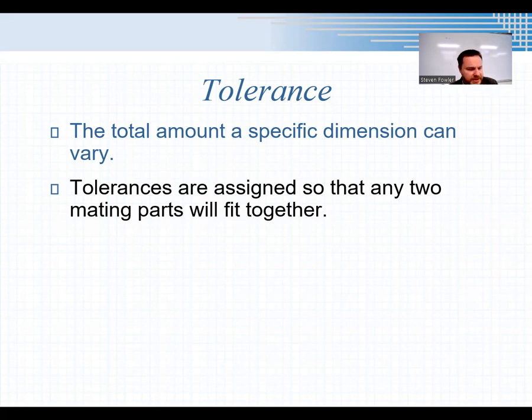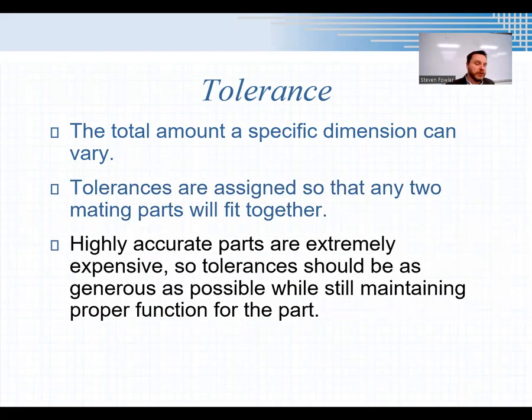So again, tolerances are assigned in such a way that any two mating surfaces can fit together and be functional. And that's what I just alluded to. If I've got the tip for this dry erase marker here, and I say that this diameter is supposed to be 0.25 inches, exactly a 1/4 inch, 0.250000 inches, it's not.